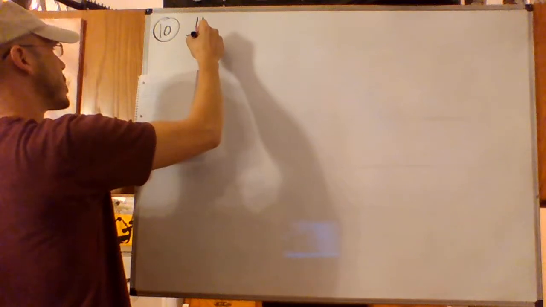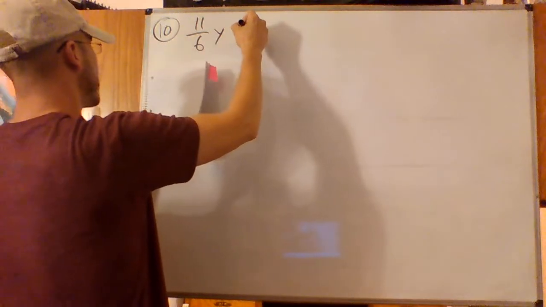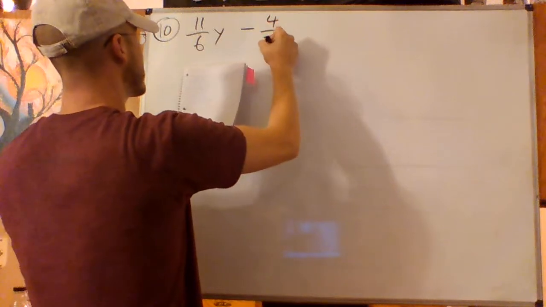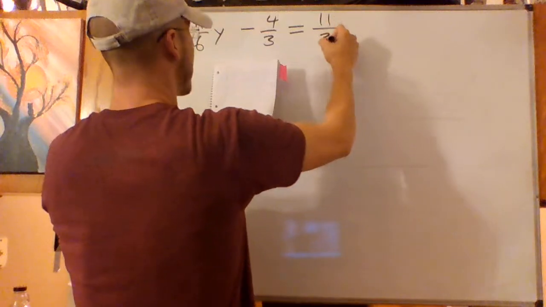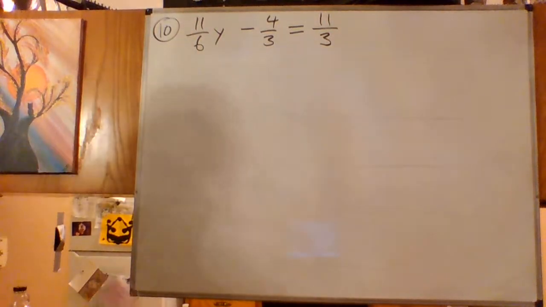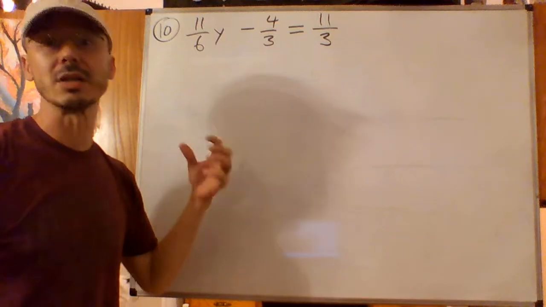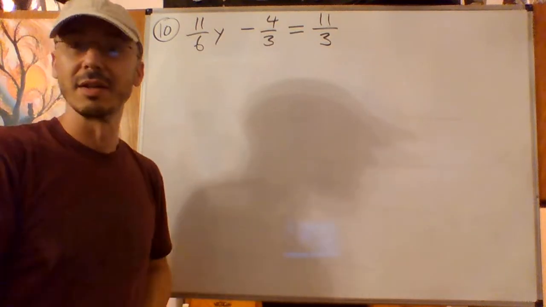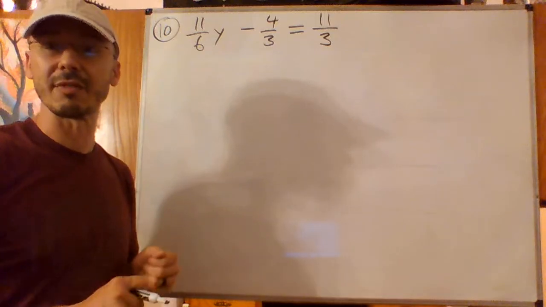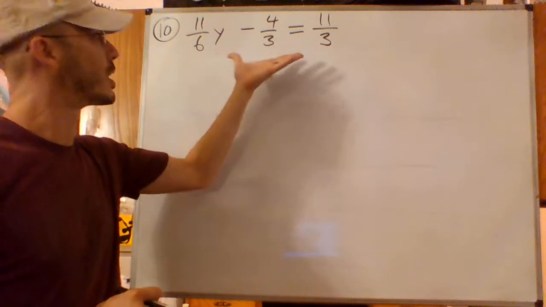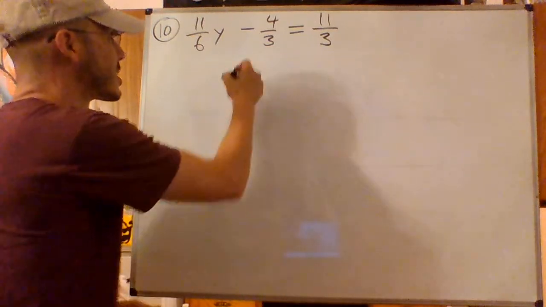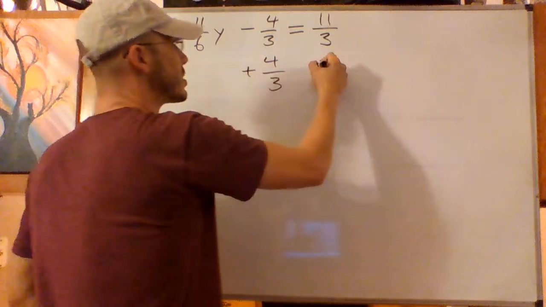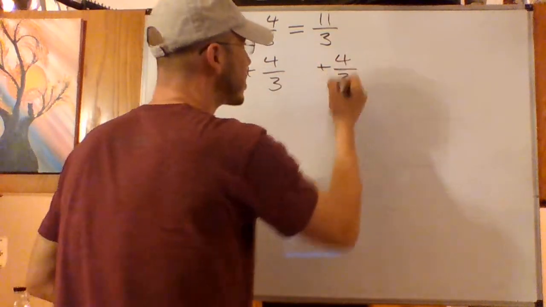For number 10, it's got a fraction problem, 11/6 y minus 4/3 equals 11/3. I'm going to do this one in a straightforward way, rather than try to be slick and clever about it. Well, you can do that. Do it that way if you want. You multiply both sides by 6. That's the LCM method. Here, though, it doesn't give us too much help.